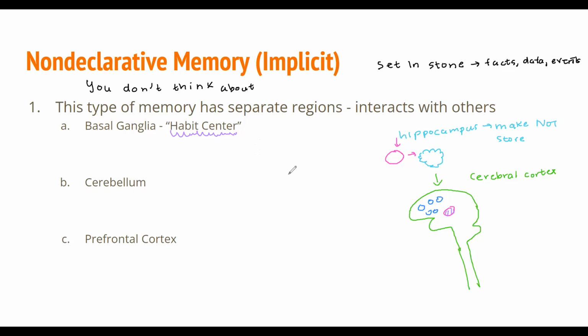And then you have the cerebellum. We learned about the cerebellum, right? The cerebellum is the region associated with motor learning. I believe this one is also kind of self-intuitive. Motor learning is a type of non-declarative memory. I hope you guys remember that, not to be confused with spatial memory, which is declarative. Motor learning is not declarative.